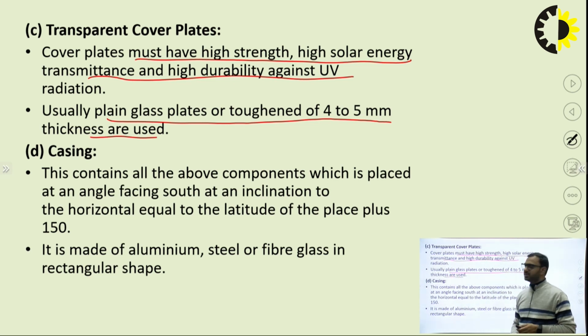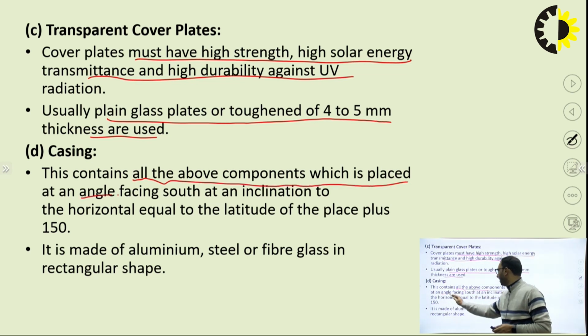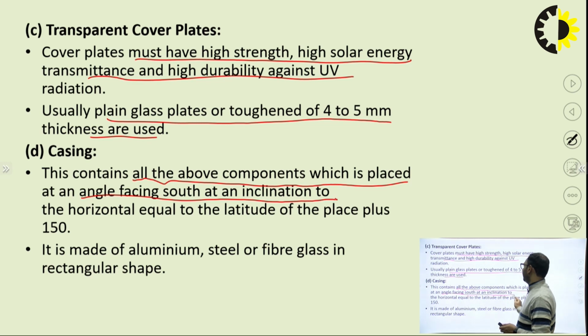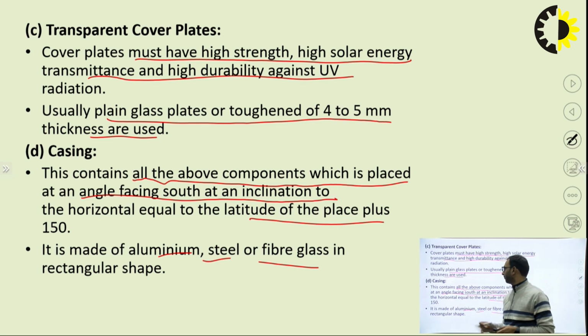Now, for casing, this contains all the above components, which is placed facing south at an inclination to the horizontal equal to the latitude of the location. So, it is made of aluminum, steel and fiberglass in rectangular shape.